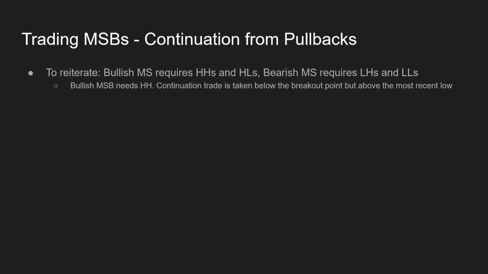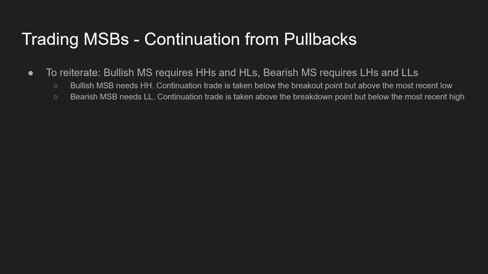A bullish market structure break needs a higher high. The continuation trade is taken below the breakout point, but above the most recent low. And in a bearish market structure break, this is where we need the lower low. The continuation trade is taken above the breakout point, but below the most recent high.